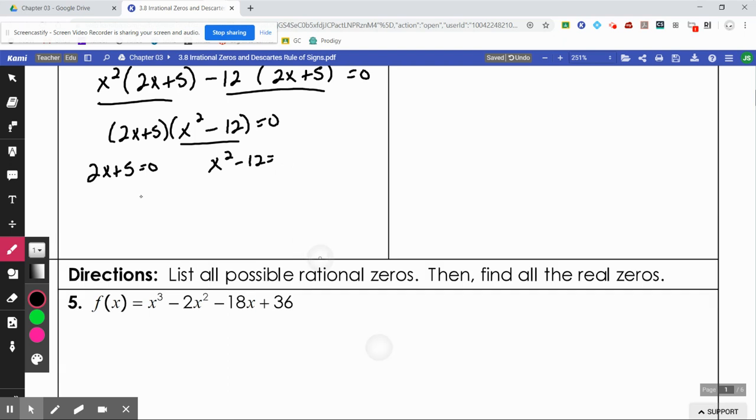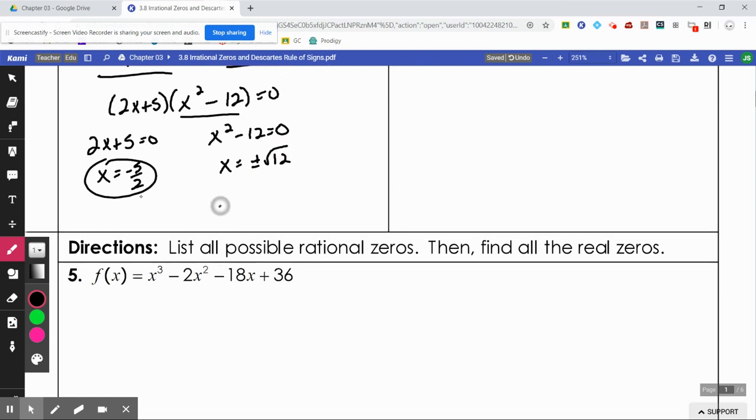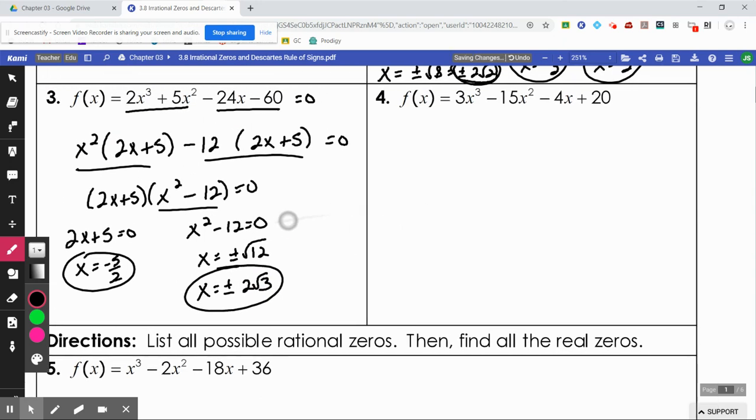And you see here, when you set this equal to 0, you get -5/2. There's one of your roots, which is rational. However, when you move the 12 over and you plus and minus the square root over here, it gives you plus and minus root 12, which we don't know the square root of. That is an irrational root. So you have 2 irrationals and a rational there.